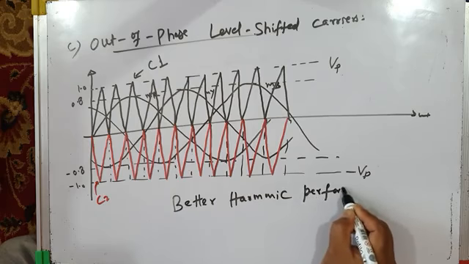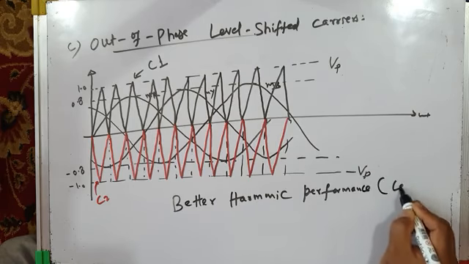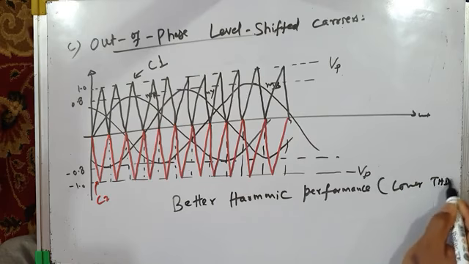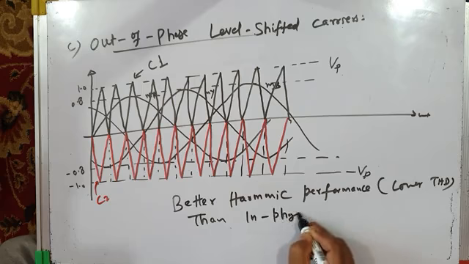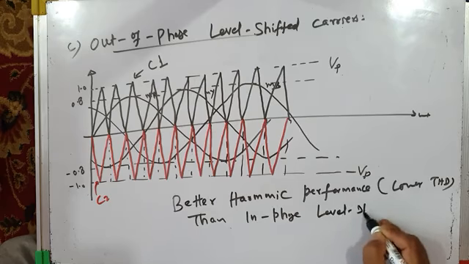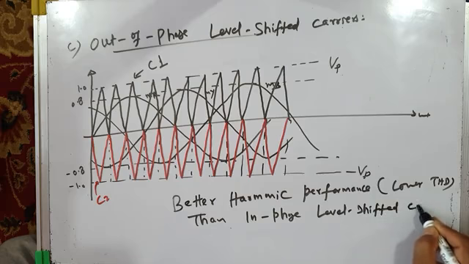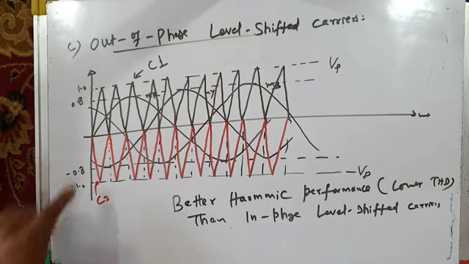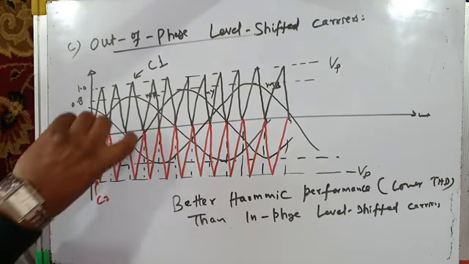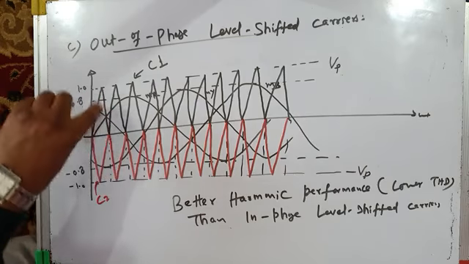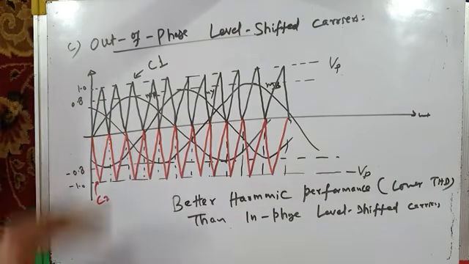Better harmonic performance means lower THD than in-phase level-shifted carriers, which we have discussed just few moments back. The literature will also tell you, if you read research papers or books, that this sinusoidal modulation method is better than the in-phase level-shifted carriers modulation method. Okay. So that is about this.